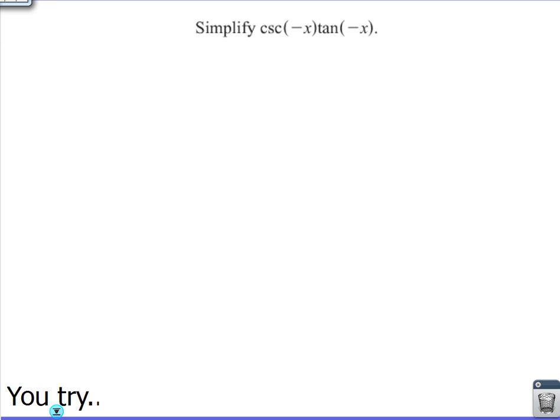Next one, simplify cosecant of negative x, tangent of negative x. First thing, since you're dealing with negative angles, you have to look and see, are those odd identities or are they even identities? The cosecant of negative x, cosecant goes with sine. I know that sine, by the nature of its graph, is an odd function. Since it's an odd function, then sine of negative x is equal to negative sine of x. I can pull that negative out front. So I'm going to take cosecant of negative x and write it as the negative cosecant of x.